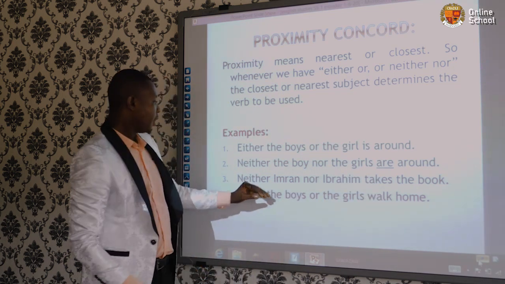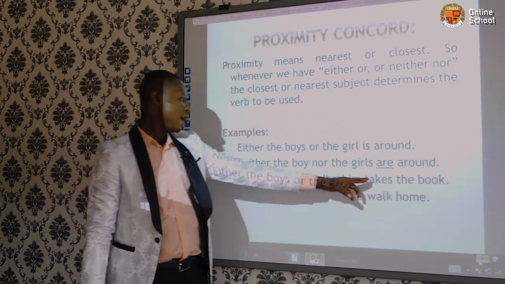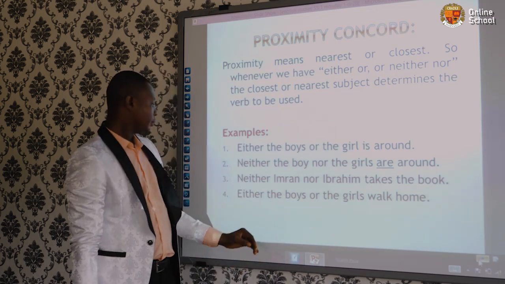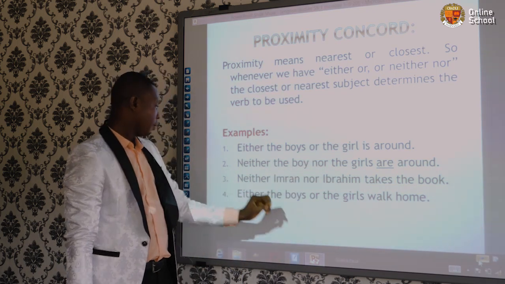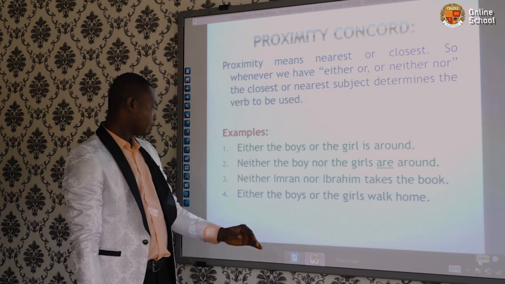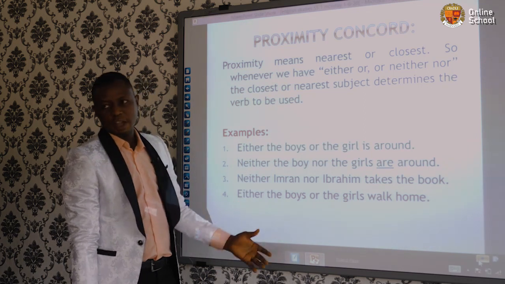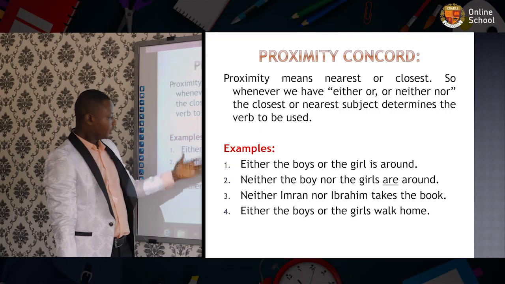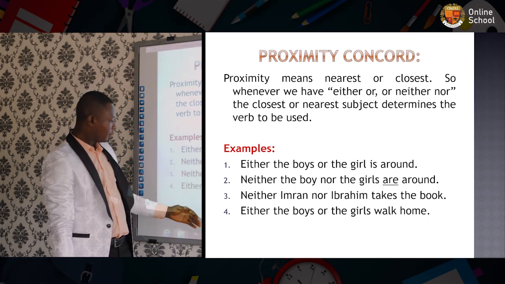Okay? Neither Imran nor Ibrahim takes the book. Neither Ibrahim nor Imran takes the book. There are many examples here. Take your time to look at other examples. Okay?